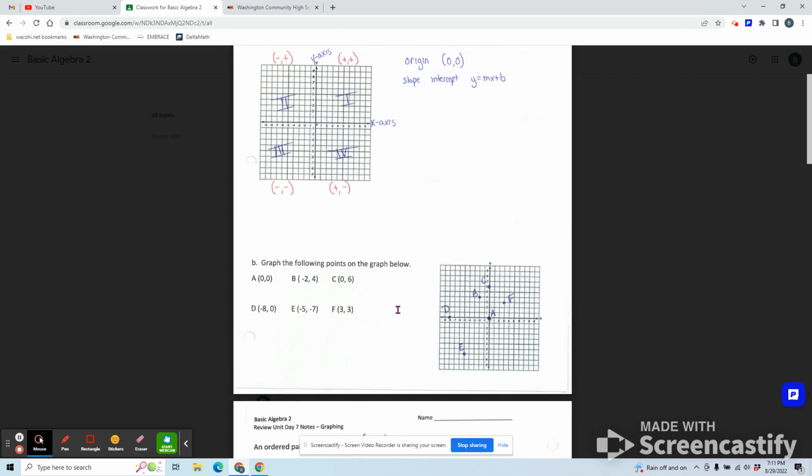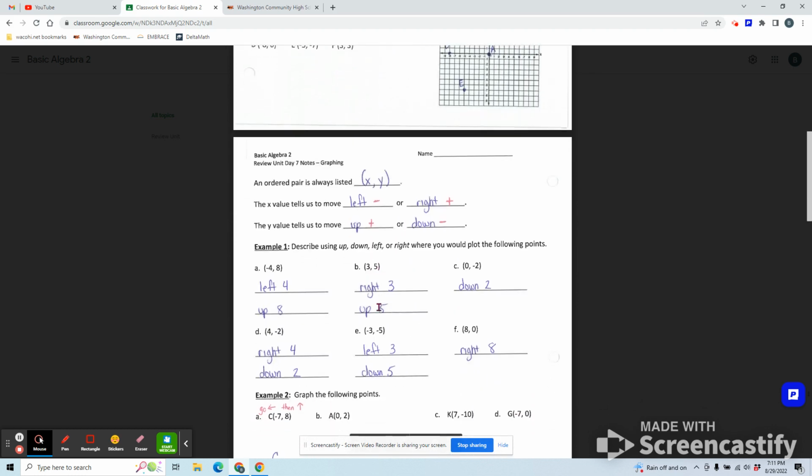And then down here is just seeing if you remember how to graph. If you don't, that's okay. We'll just go to the next page where it tells us right here. So an ordered pair is always listed x comma y. So the first value is always x. The second value is always y. The x value tells us whether we move left or right. You're moving left if it's negative, and you're moving right if the x value is positive. The y value tells us whether we move up or down. You move up if it's positive, and you move down if it's negative.